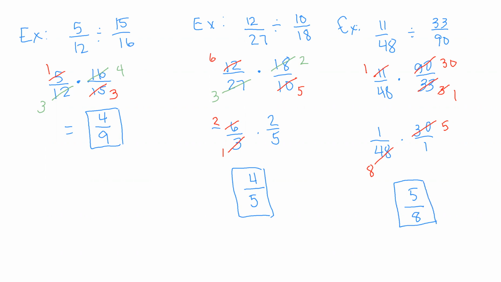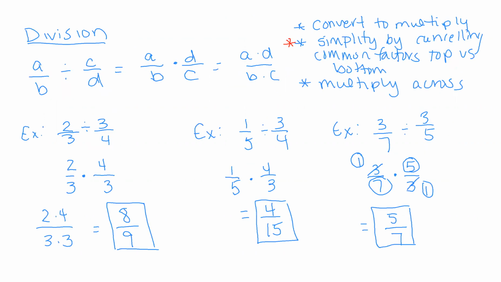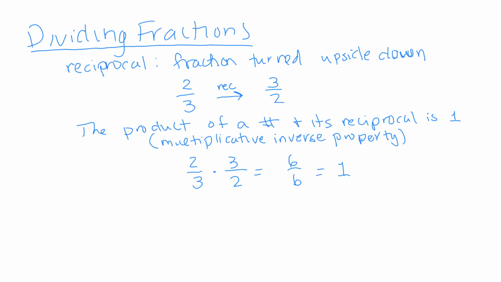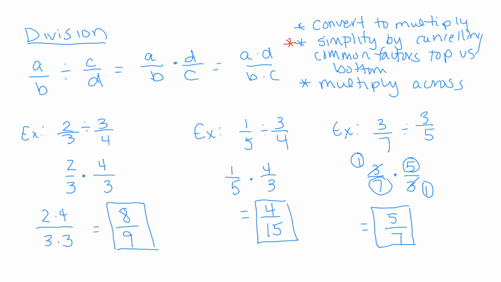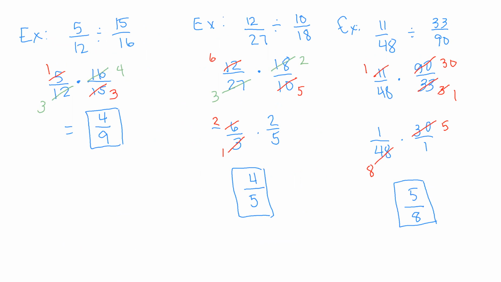All right, so the only thing that's really new in this section is this fact that we have to multiply by a reciprocal. So first step is you want to convert to multiplication by multiplying the first fraction by the reciprocal of the second fraction. And remember, the reciprocal is just the fraction turned upside down. So again, convert to multiplication, go ahead and do all of your simplifying and then multiply across just like we did in the previous video. Okay, so you've got several examples of this.